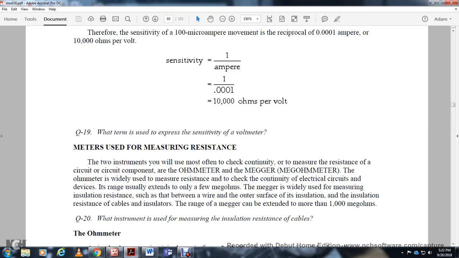Alright, meters used for measuring resistance. Two instruments we will often use to check continuity and measure resistance are the ohmmeter and the megohmmeter. The ohmmeter is widely used to measure resistance and check the continuity of an electrical circuit. The megohmmeter is widely used to measure insulation resistance, such as between the wire and the outer strip of the insulation. Its range can extend to more than 100 megohms.